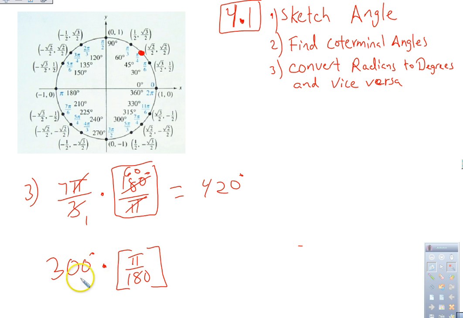Now let's do the 300 degrees and find the correct radian for that. So here we have the two fractions. Let's simplify. A 0 cancels out here. What goes into 30 and 18? Well, 6 does. 6 goes into 30 5 times, 6 goes into 18 3 times. Can I reduce any further? No. So then let me just multiply straight. I get 5 pi over 3. So those are the major concepts in 4.1.